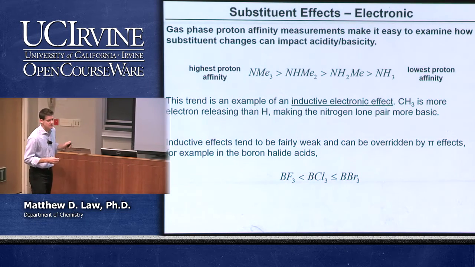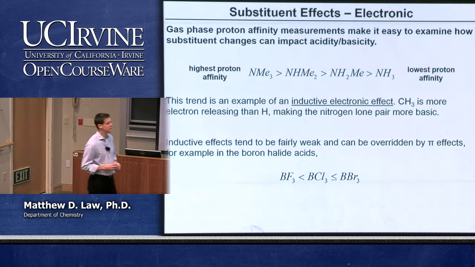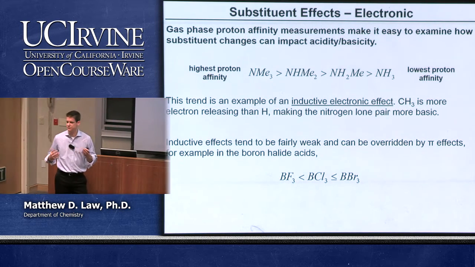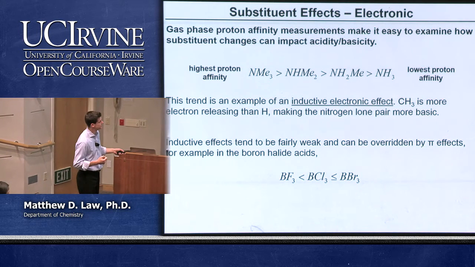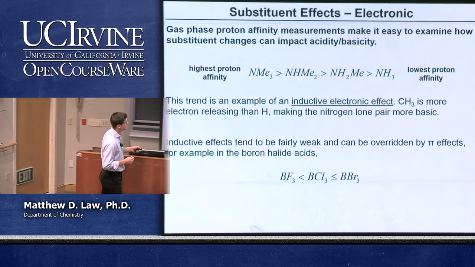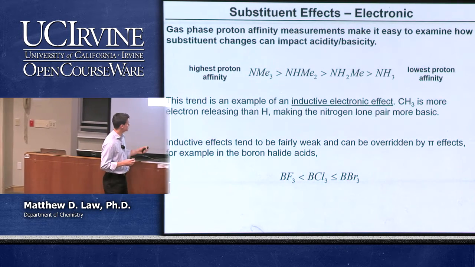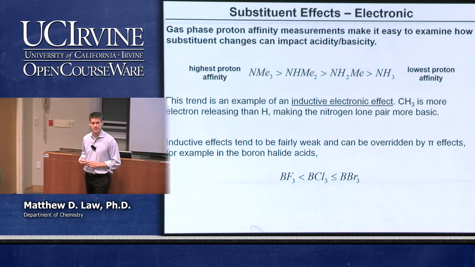One of the things to realize about inductive effects is that they can be fairly weak and they can be overridden by other sorts of effects in the molecules. If we look, for example, at the effect of pi orbital interactions and pi effects, we can see something that doesn't follow the inductive trend that we would expect. This is one of the cleanest examples, looking at the boron trihalides: boron trifluoride, chloride, and bromide.